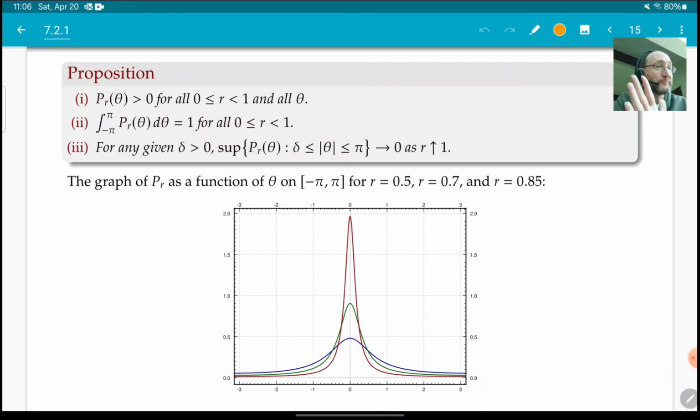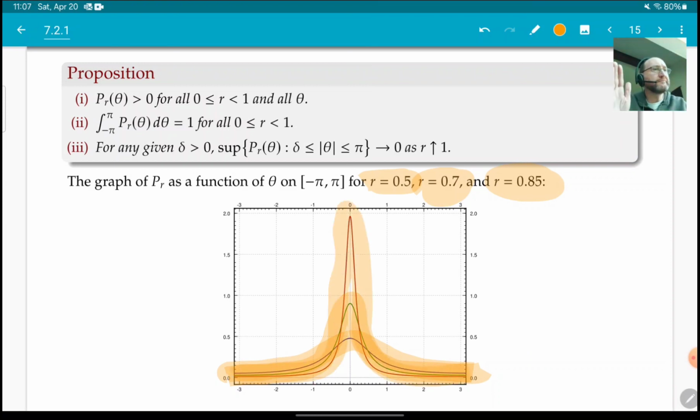as long as we're staying delta away from it. So for any fixed delta, this works. If we think of the Poisson kernel as a graph, for different r's, for small r we get this blue line, and a slightly bigger r is this green line, which goes up higher. When it's 0.85, we get a much taller peak, and we keep getting taller and taller peaks. And that's really the way this is going to work.